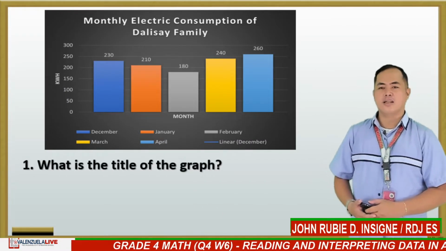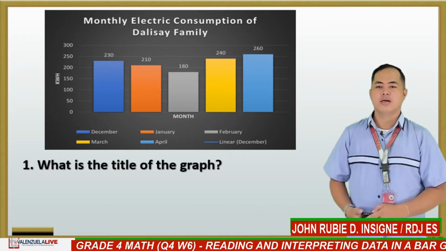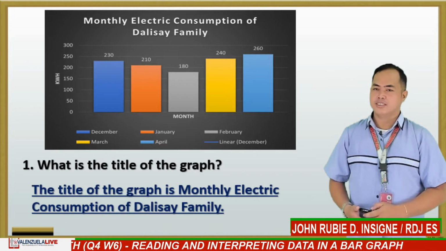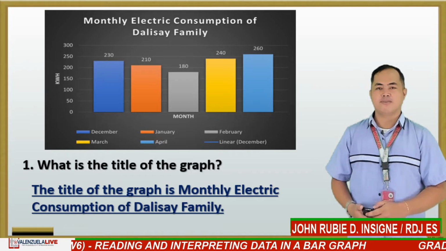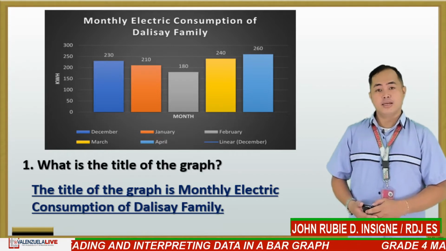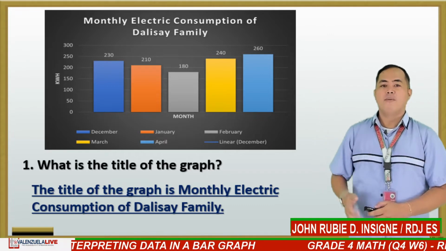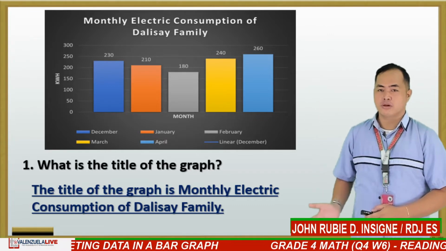What is the title of the graph? The title of the graph is Monthly Electric Consumption of the Lisay family. The title of the graph is usually found at the top or at the bottom of the graph.